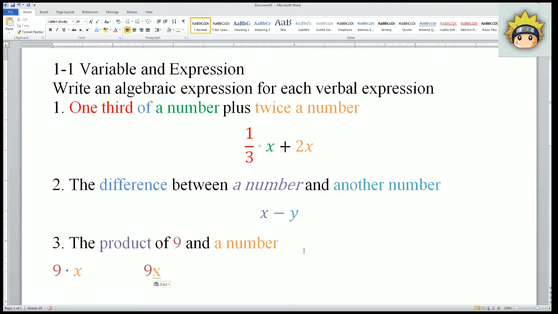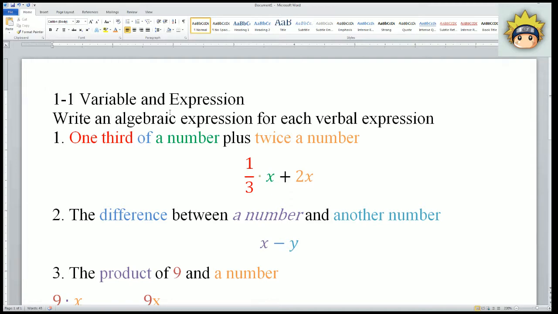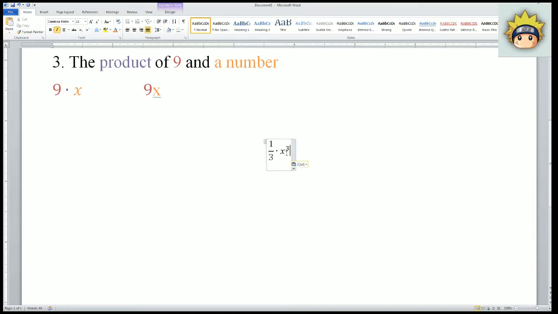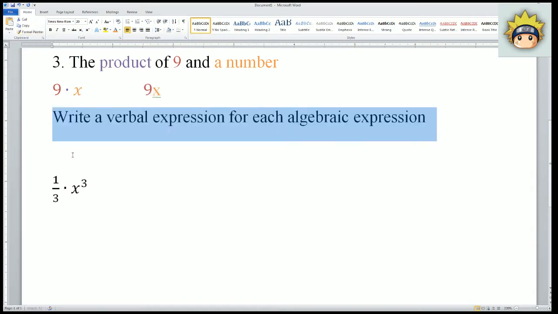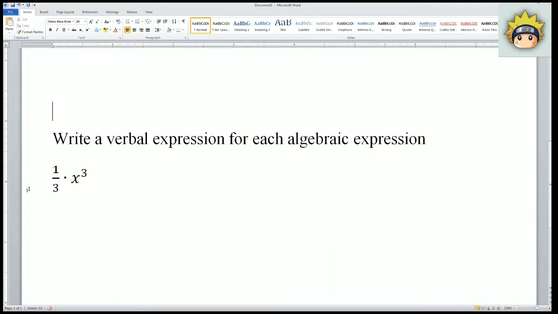And the other part of this section is going backwards. So here it asks us to write an algebraic expression for each verbal expression. But this time, we start off with this expression. Now, what we need to do here is write the verbal expression for each algebraic expression. So we have to figure out what this piece means.